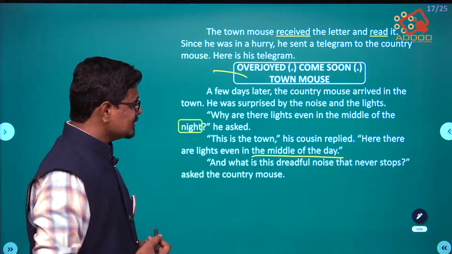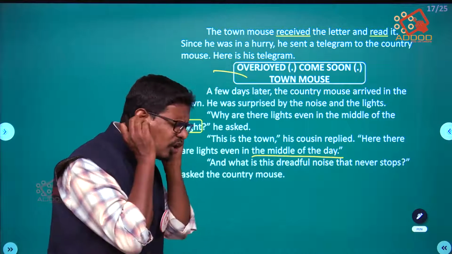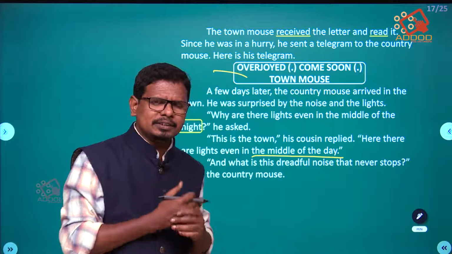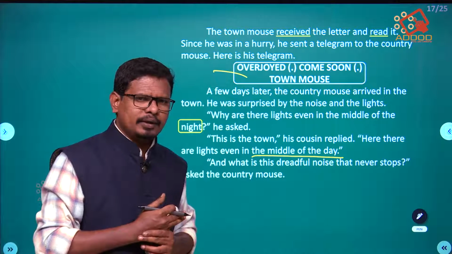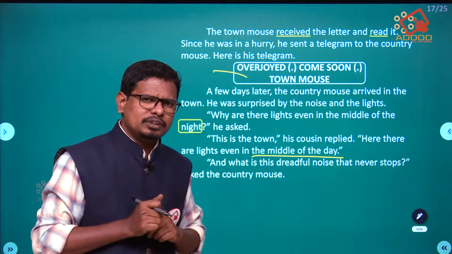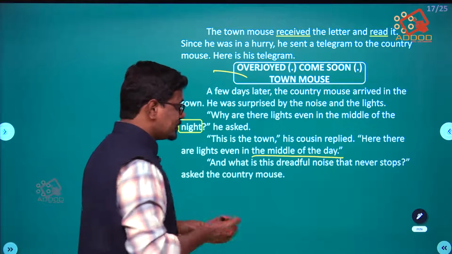"And what is this dreadful noise that never stops?" asked the country mouse. "There is a lot of sound of vehicles, of aeroplanes, of trains, and people are shouting." Okay, why this dreadful noise, which is terrible? So he said that it never stops.